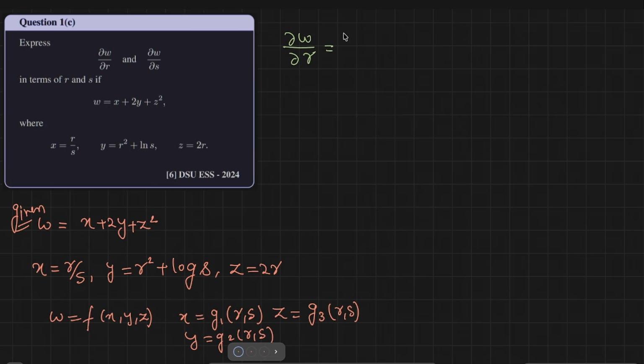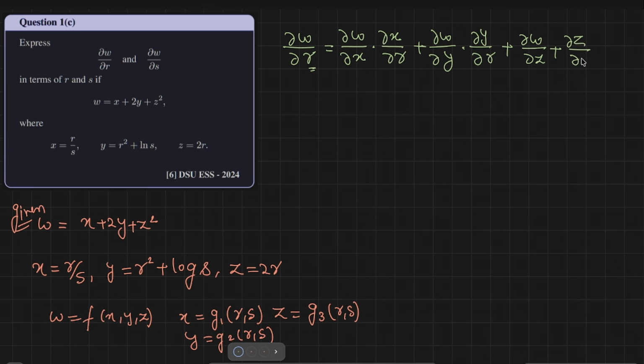This means w is a function of several variables, so I will use the partial derivative of w with respect to x. Now again x is a function of r and s, and I want the partial derivative with respect to r, so it is the partial derivative of x with respect to r. Similarly for w, it will be y, and the partial derivative of y with respect to r, plus the partial derivative of w with respect to z, and the partial derivative of z with respect to r.